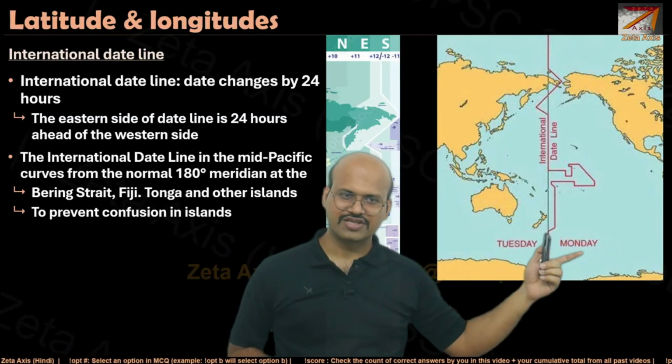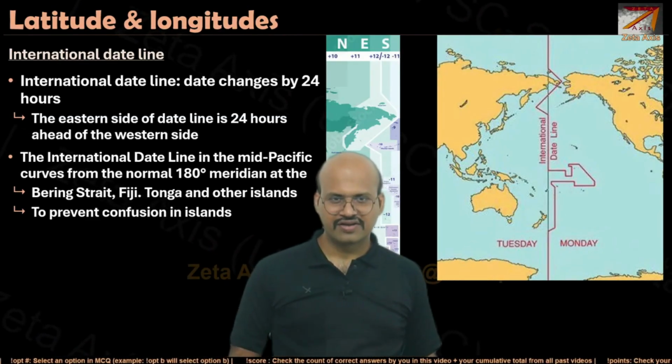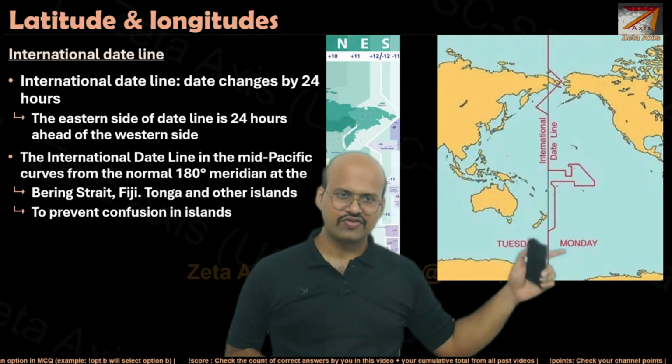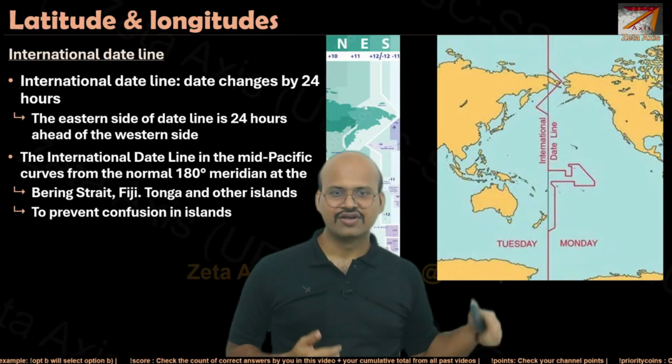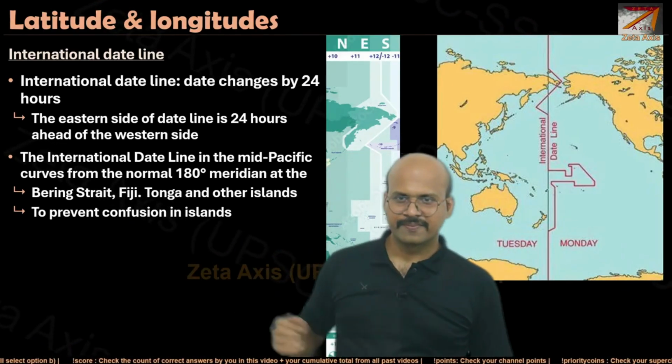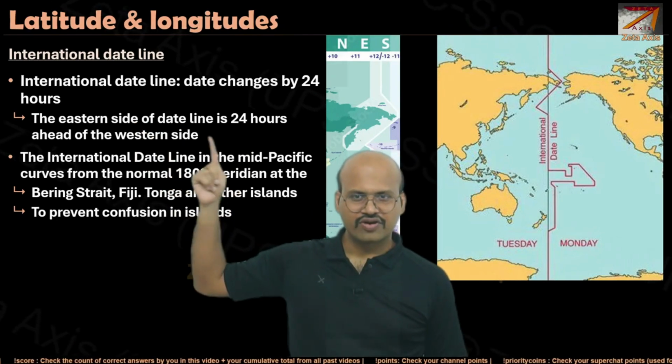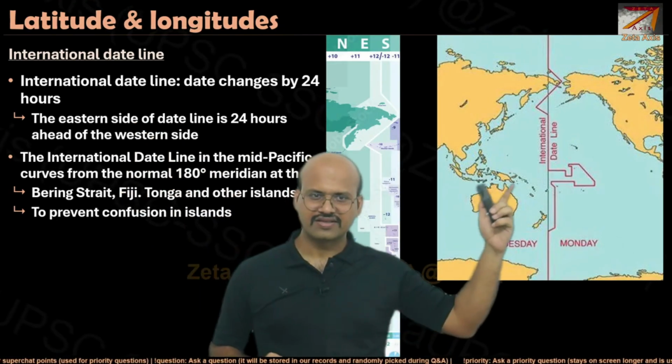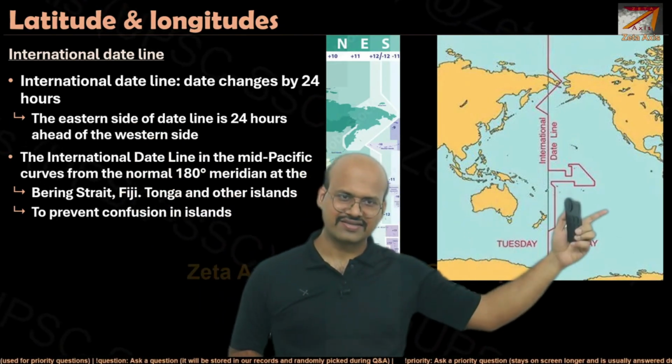If you are moving from this side towards here, you will go to the next day. That is, if it is Monday over here and you move over here, you will be in Tuesday. The eastern side of the dateline is 24 hours ahead of the western side. Now this side is ahead and this side is behind.